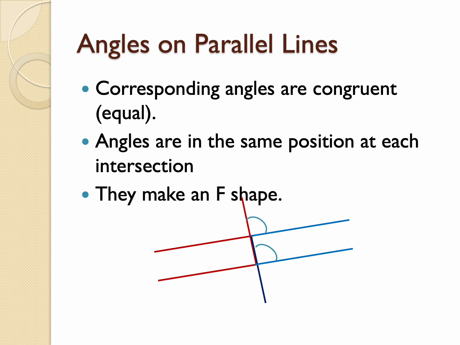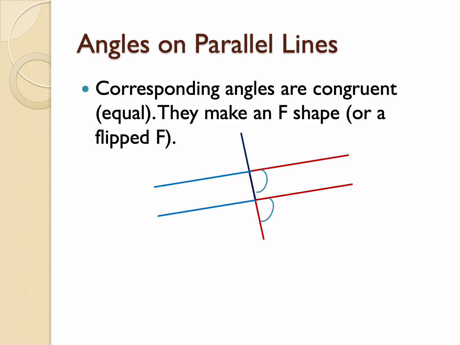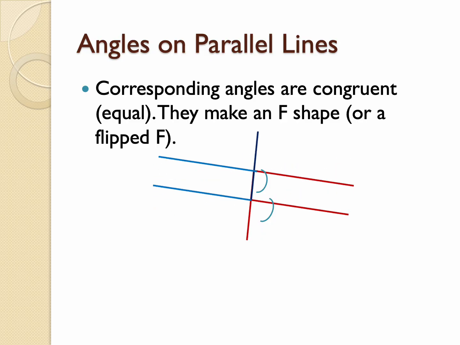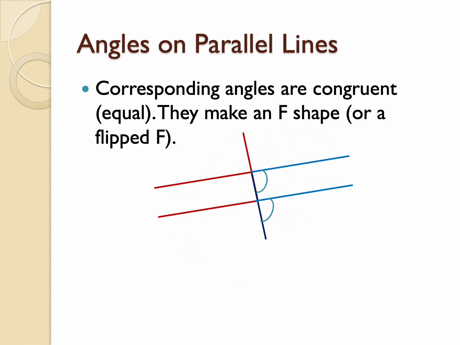And these are not the only two pairs of corresponding angles. So the corresponding angles can also exist on the other side, below the intersection as well. So here are two corresponding angles. They still make an F shape, and again, obviously, they can exist on the other side as well. So there's another pair of corresponding angles. So I hope you can figure out, there are many pairs of corresponding angles, and they're always equal. They're always congruent.